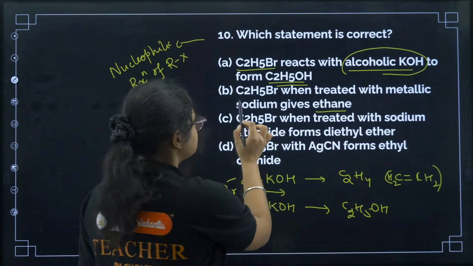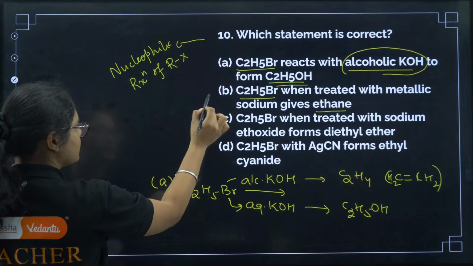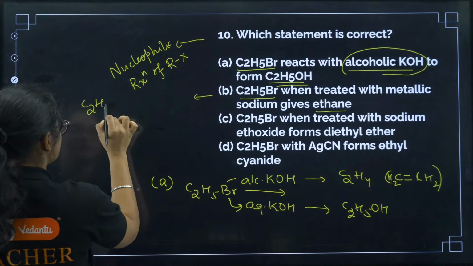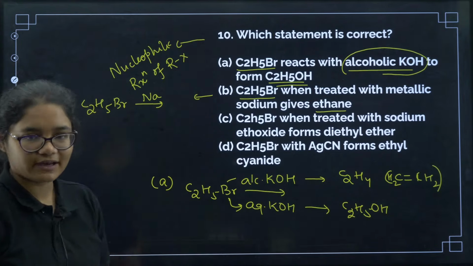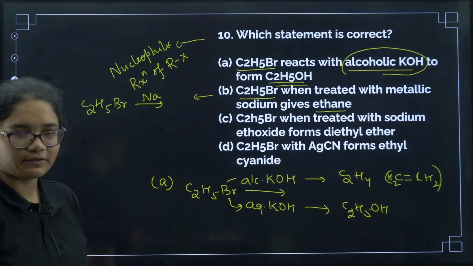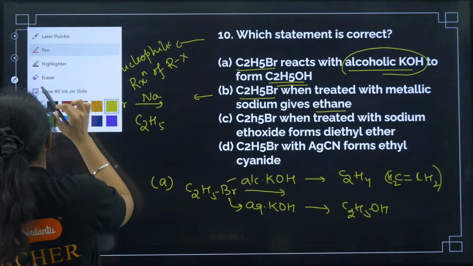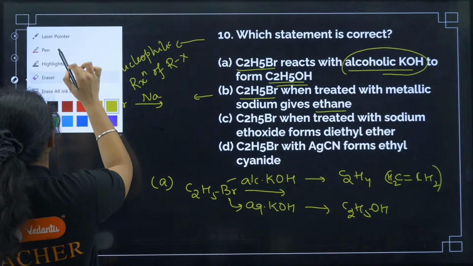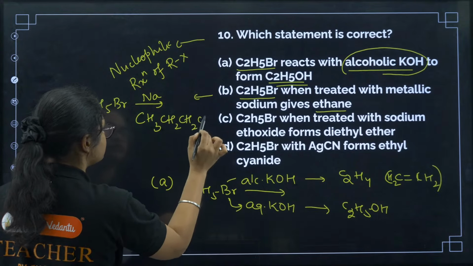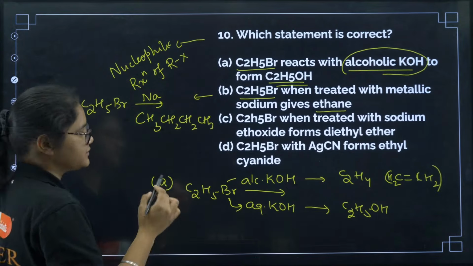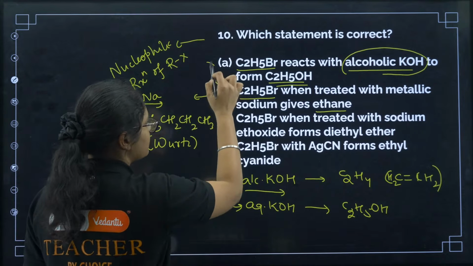Okay. Next one is C2H5Br when treated with metallic sodium. So if you remember metallic sodium, which reaction is this one? C2H5Br with metallic sodium. This is your Wurtz reaction, right? Yesterday only I taught you reaction with metals, Wurtz reaction. What will be the product here? It will be CH3CH2CH2CH3, right? So that is why this statement is also wrong.